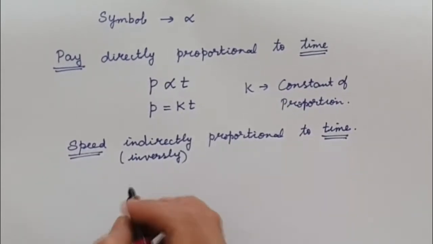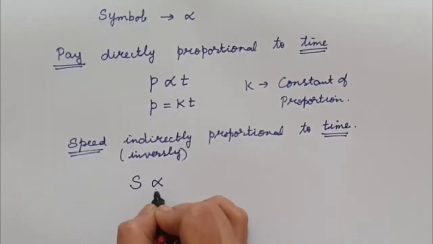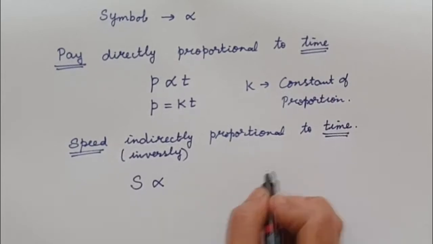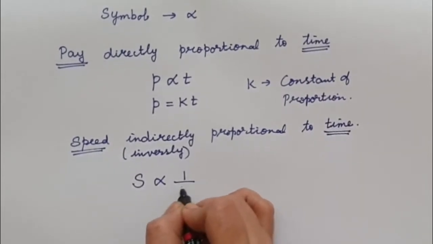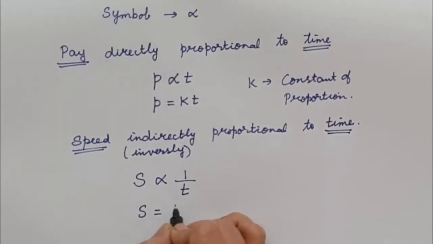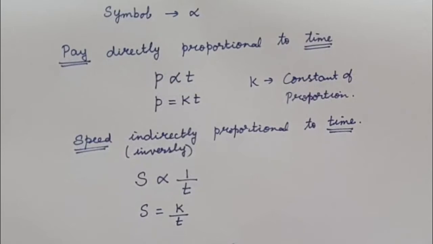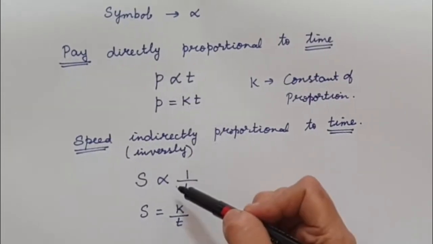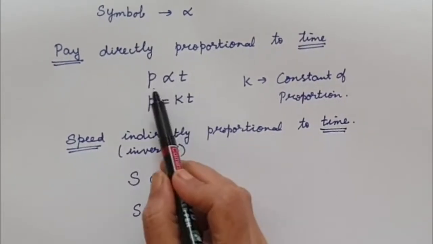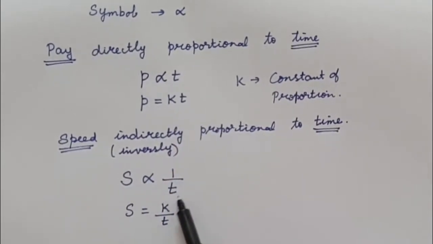So now when we represent this, the speed is inversely proportional to time. We write the same proportionality symbol, but since it is inversely proportional, we write it as 1 over T. So S will be equal to K over T. Here the K is the constant of proportion. The difference between the direct and the inverse proportion is that we just write the second quantity directly, but here we write it as 1 over T.